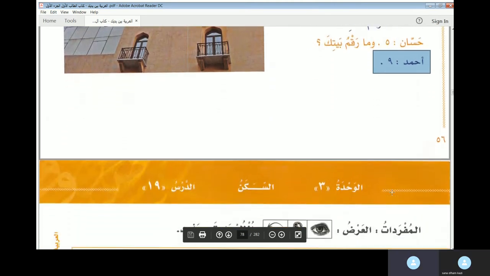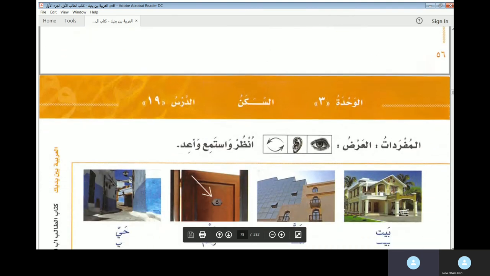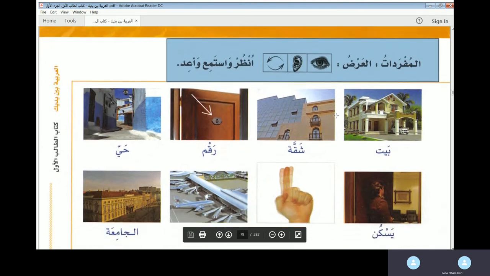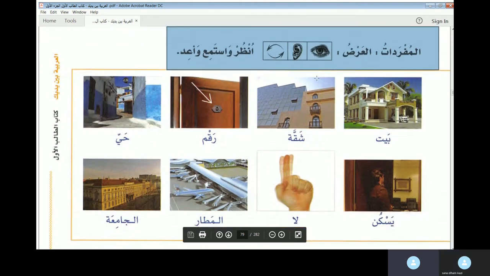Okay. At the end of today's class, inshallah, we will practice this dialogue without looking at the book. Okay, now al-mufradat, vocabulary presentation. Unzur wa istami'. See, hear and repeat.